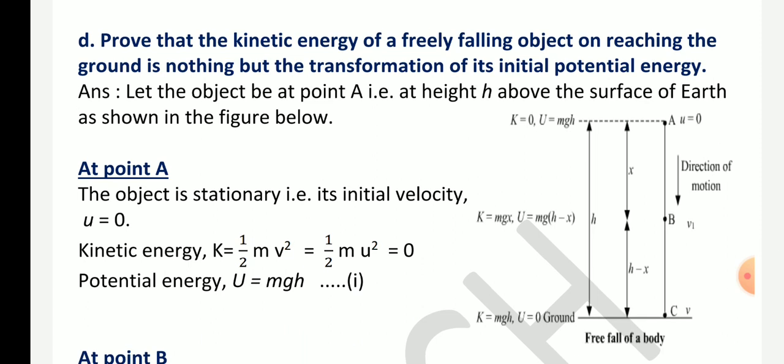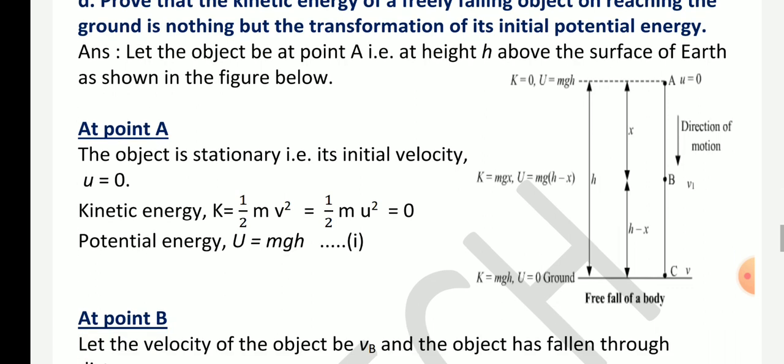Prove that the kinetic energy of a freely falling object on reaching the ground is nothing but the transformation of its initial potential energy. Answer. Let the object be at point A, that is at height h above the surface of the earth as shown in the figure below. You need to draw this figure also, children.